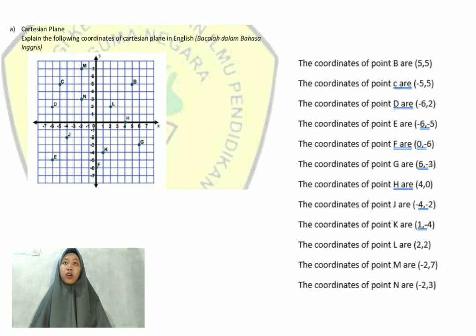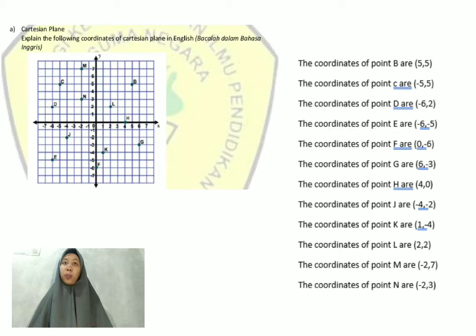The coordinates of point H are 4, 0. The coordinates of point J are minus 4, minus 2. The coordinates of point K are 1, minus 4. The coordinates of point L are 2, 2.